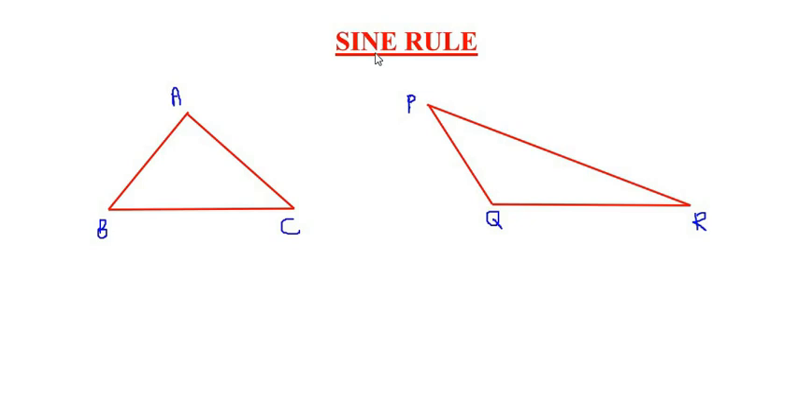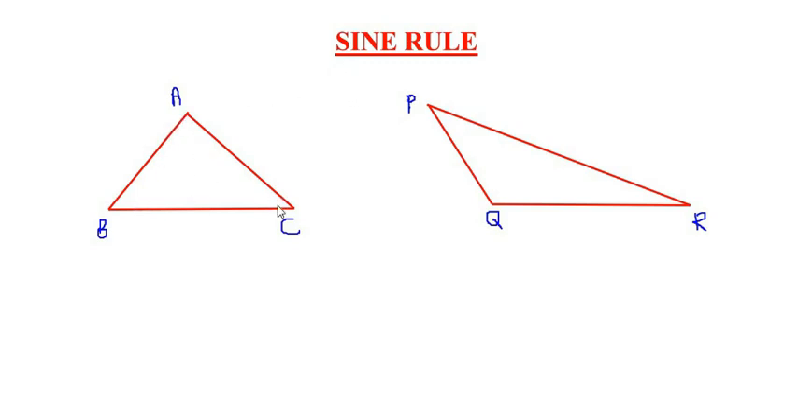The sine rule and the cosine rule can be used in any triangles which are not in the shape of a right angle triangle. They can also be used in right angle triangles, but most of the time we use them in obtuse triangles or scalene triangles. So let us start with the first one.